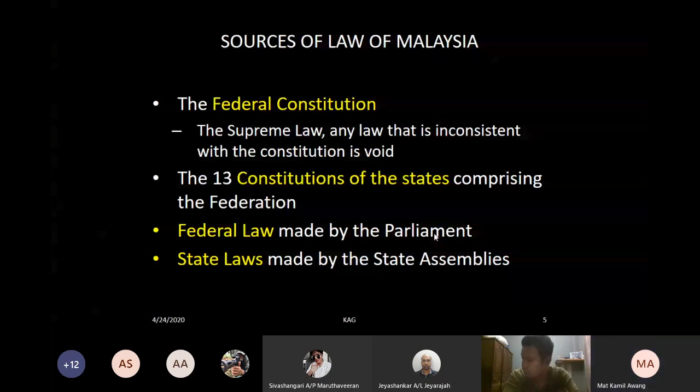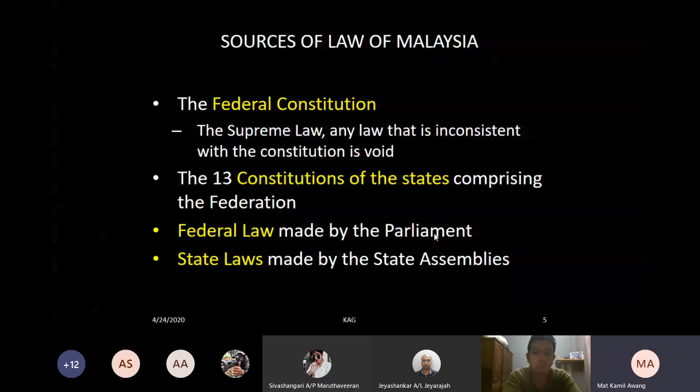The second one is the constitutions of the states which comprise the Federation of Malaysia. In Malay, we call it Undang-Undang Tubuh Negeri. This is the constitution for each state, for the 13 states that we have. Then we have the federal law, which is the Act of Parliament, Akta or Act that is under federal law.